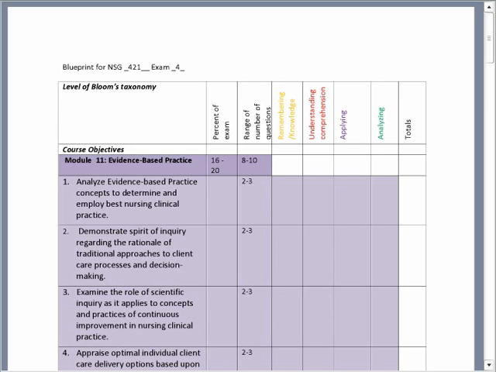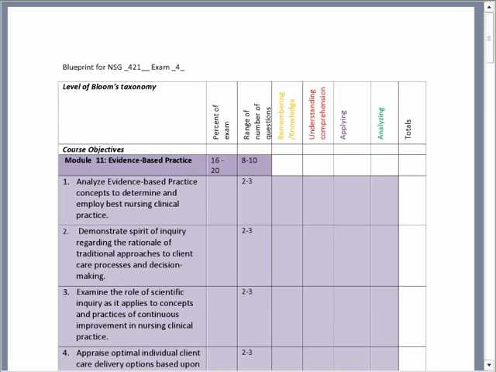So the first module is actually talking about evidence-based practice. The very first objective says that a student needs to be able to analyze the evidence-based practice concepts to determine and employ best nursing clinical practice. Actually, what that means is you need to be able to analyze the concept, and then you need to determine how and when to use this best practice in your nursing practice.